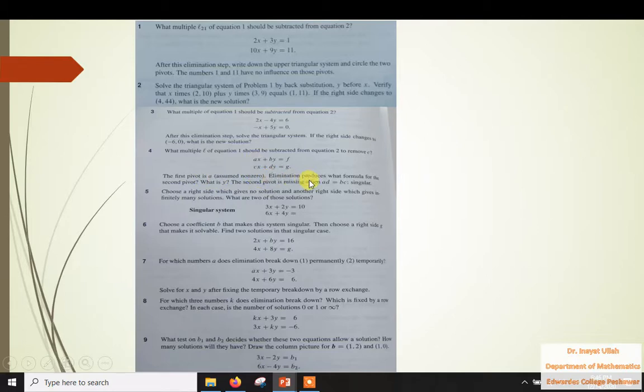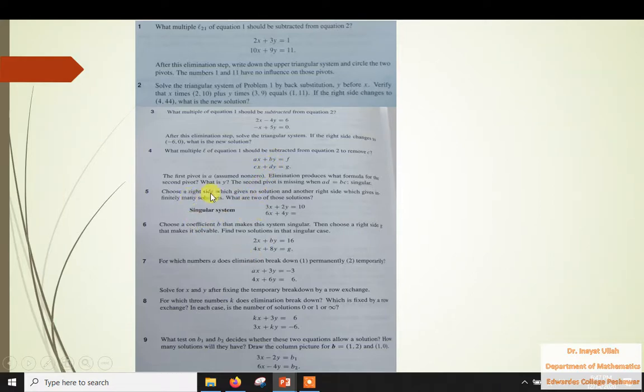Elimination produces what formula for the second pivot? Whenever you multiply this equation by c by a, you'll get cx plus bc by a times y is equal to f. So what will be the second pivot here? x will be eliminated and the coefficient of y is the second pivot.